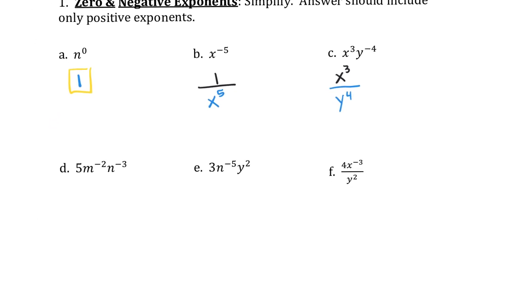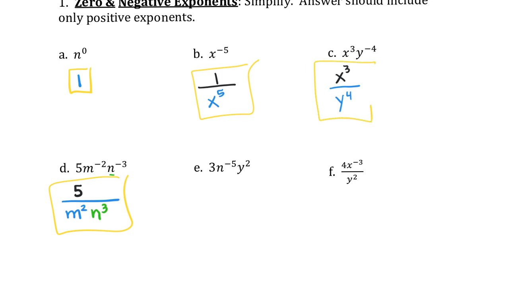Okay, let's do a couple more. For D, let's see, what's wrong with this? 5 is fine. What about the m? The m has a negative exponent, so I'm going to move the m to the bottom so I can make it positive 2. Now the n has a negative exponent. It's n to the negative third, so the n also has to move to the bottom so I can make it a positive 3. So for 5m to the negative 2, n to the negative 3, the m to the 2 and n to the 3 move to the bottom. And that's my answer because it has positive exponents, and there was nothing to combine.